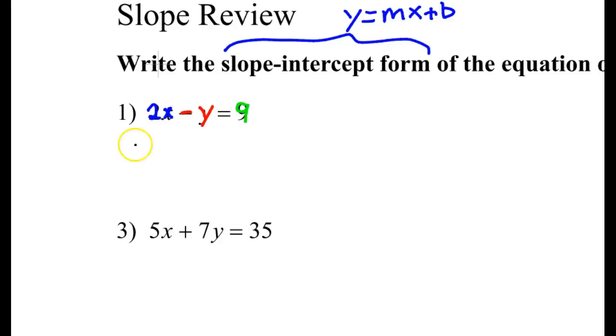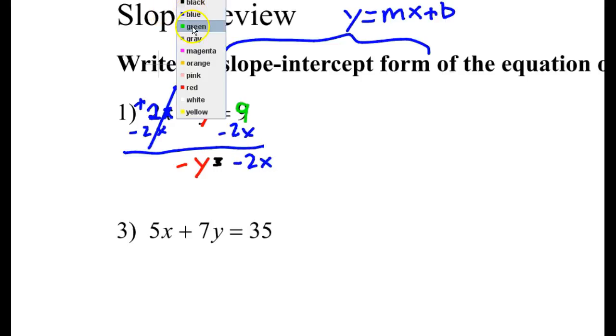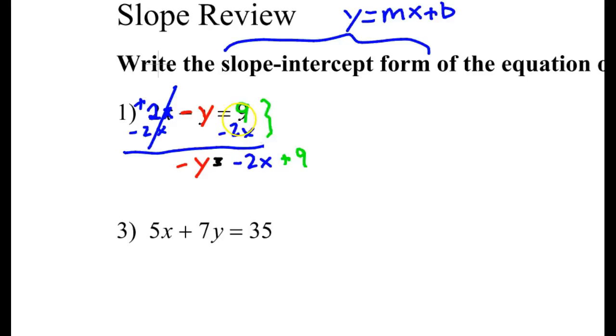You always want the X on the right hand side, so if it's positive, subtract it. So we'll have negative Y, negative 2x, and plus 9. So you can't add these two together. You can't get 7 or negative 7 or anything because one's a number, one's a variable.